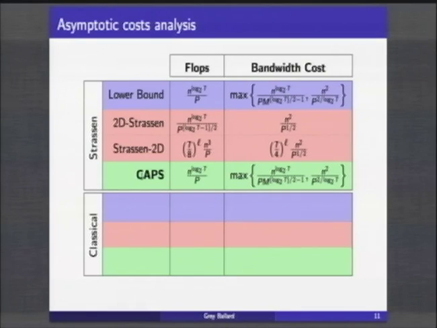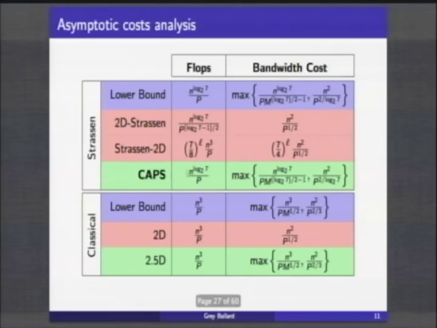And I should say that there's a similar story in the classical case. There were similar-looking lower bound expressions. There are some algorithms that don't attain those lower bounds, but the 2.5D algorithm does. So again, this lower bound is a little bit higher than the case of Strassen, but we do have optimal algorithms for classical matrix multiply.